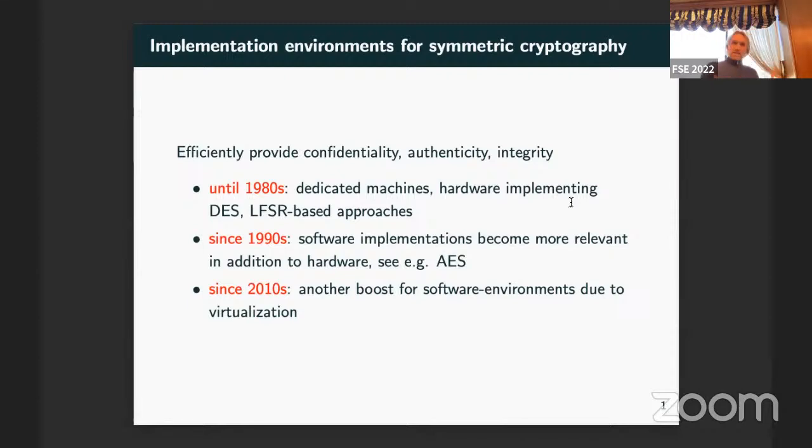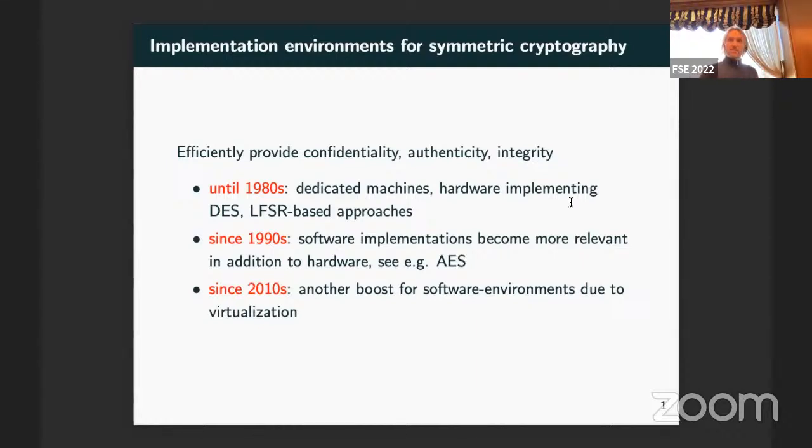It was back then essentially a lightweight hardware design. The S-boxes were designed such that they would fit at least one S-box on one chip at a time. These were the implementation constraints. Before that already, we had a number of LFSR-based approaches that had been used, perhaps even for decades.